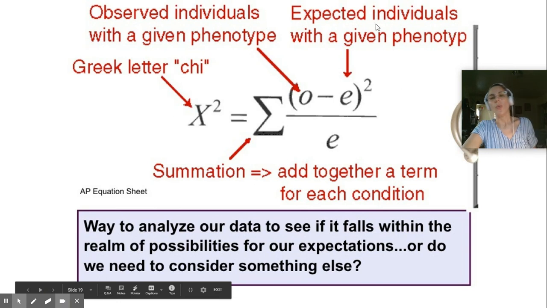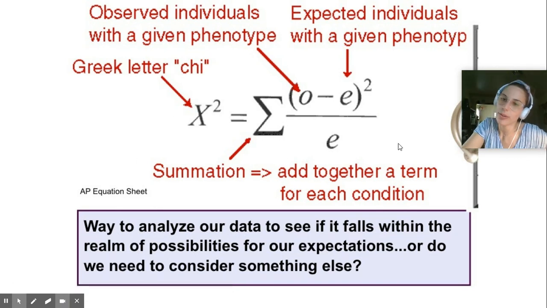So the AP test will provide you with an equation and formula sheet, and they will provide you the chi-square formula, and it will look like this. Let's go through what this equation means so that when you see it, it doesn't intimidate you. We've already gone through it, but this is the formula.